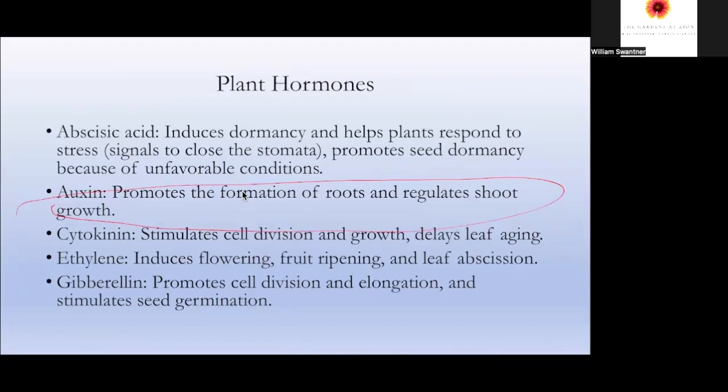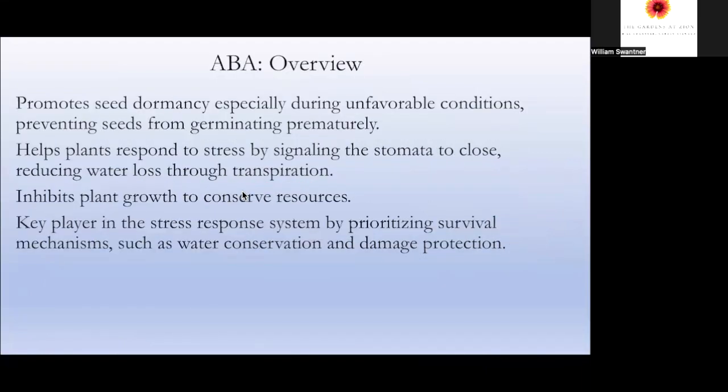And that's fascinating how these work together. Abscisic acid is ABA. It promotes dormancy, especially during unfavorable conditions, preventing the seed from germinating prematurely. It helps plants to respond to stress by stimulating, as I said earlier, the stomata to close. When the stomata closes, that reduces the water loss that's through transpiration. What abscisic acid also does, it inhibits plant growth to conserve resources.